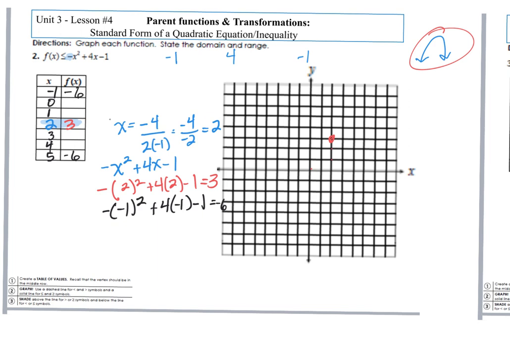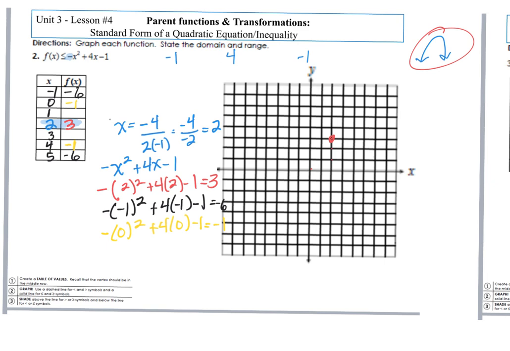Okay, plugging in 0 next. We have negative, then 0 squared plus 4 times 0 minus 1, and we're going to get negative 1. So negative 1 goes here, and if that one's negative 1, so is the value for 4 because of symmetry.